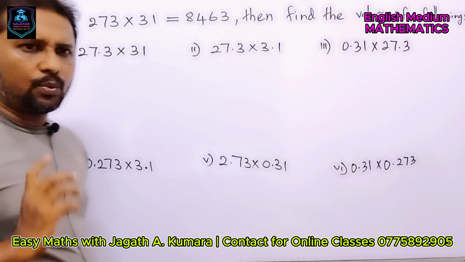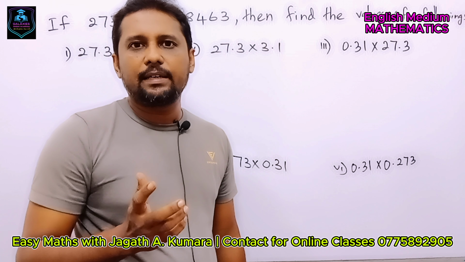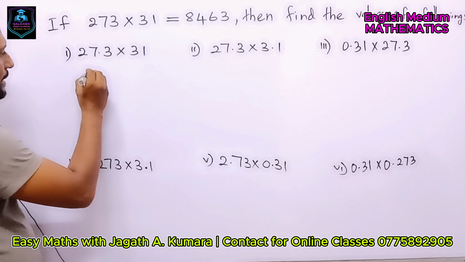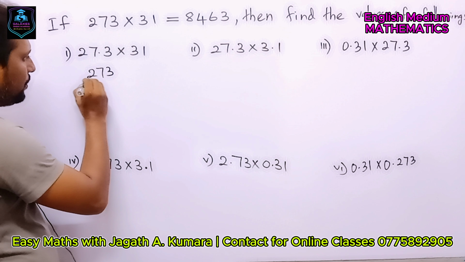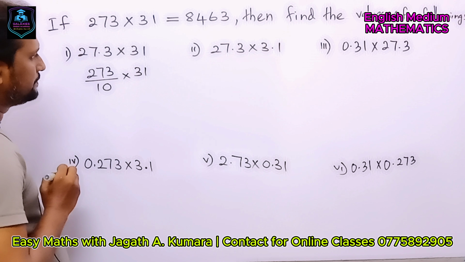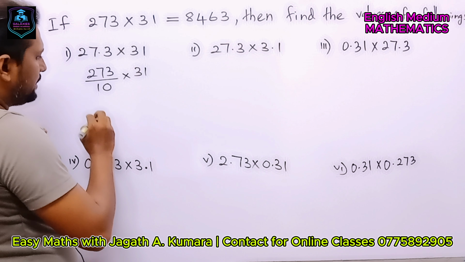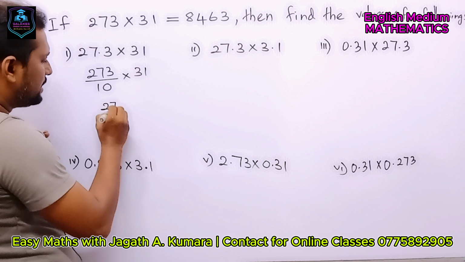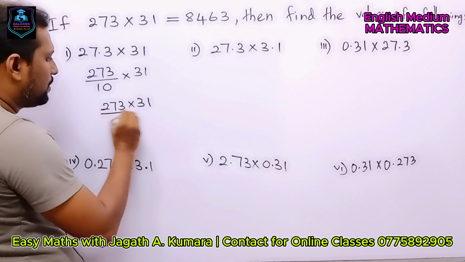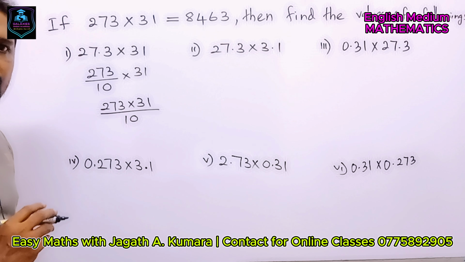27.3, I can write as a fraction. How can you write it as a fraction? It has one decimal place, so you can write it as 273 over 10 multiply 31. Then this one I can write again as 273 multiply 31 over 10. Are you clear?